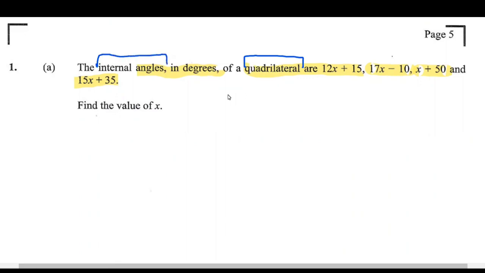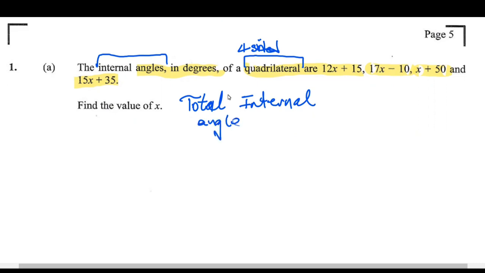So quadrilateral, we're talking about a four-sided figure, which means that it has four angles inside. The thing about a quadrilateral is that we want to make note of the fact that the total internal angle of a quadrilateral is 360 degrees. We have to at least know this in order to solve this sort of problem.